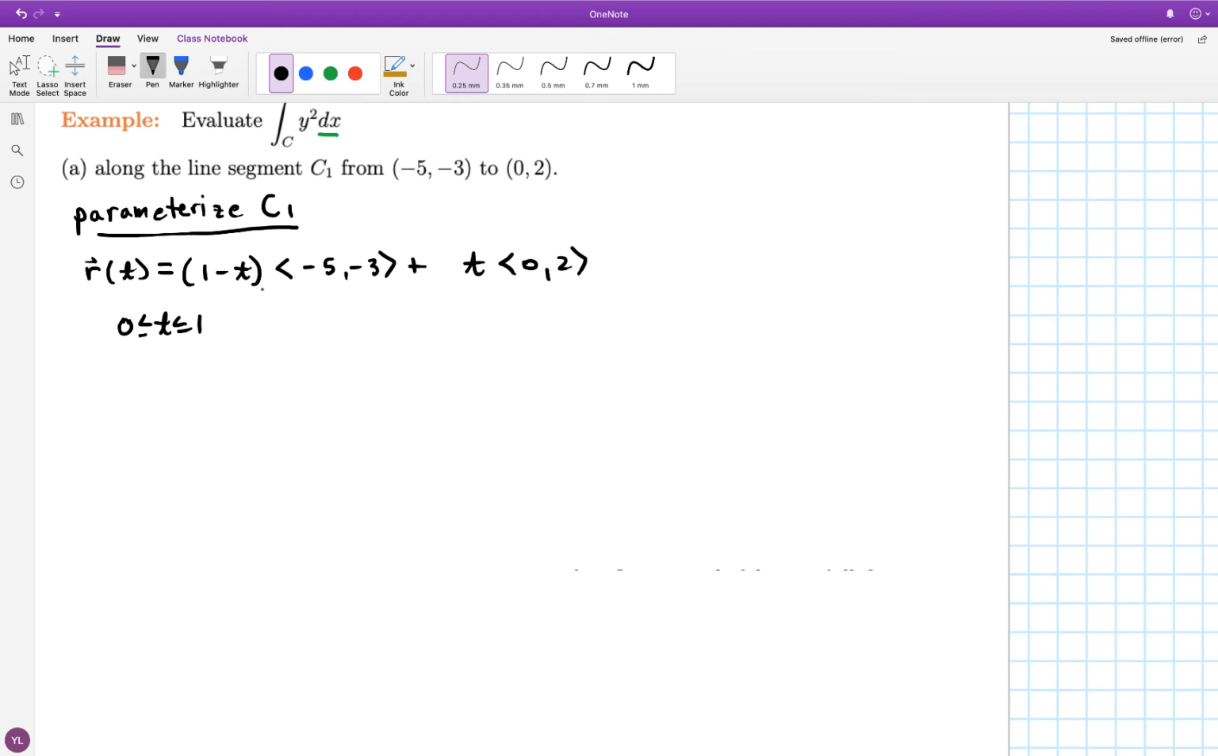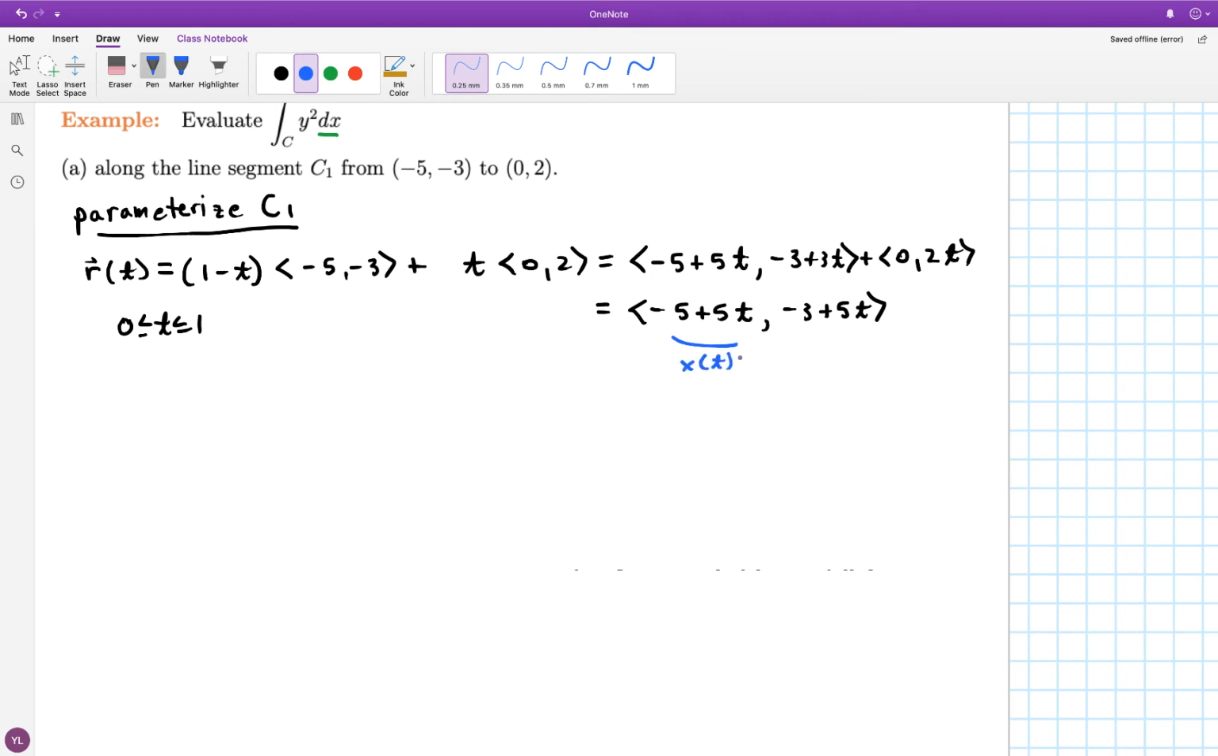So let me go ahead and get the components of this vector function in terms of x and y. Okay, so this is my x of t, this is my y of t, and my t ranges from 0 to 1. That's the parameterization of the line segment. So remember that trick anytime you want to parameterize a line segment, either in 2 dimensions like this, or you could do the same trick in 3 dimensions.